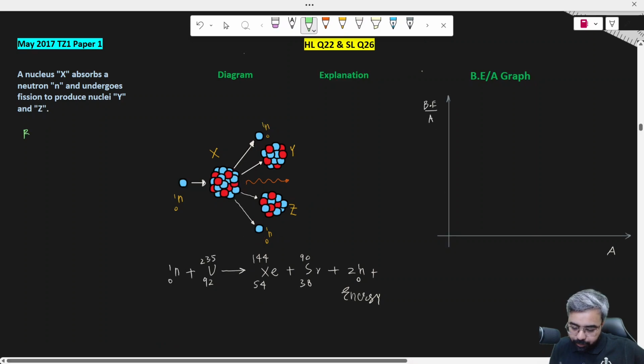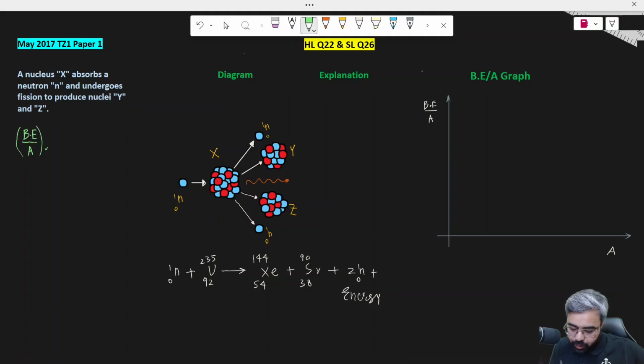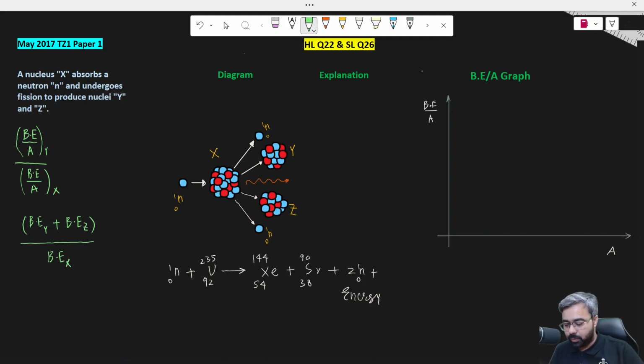Now, in our question, we have to examine the binding energy per nucleon of Y, which is the resultant, divided by the binding energy per nucleon of X, which is the parent element. So we have to find whether it is greater than one or less than one. And the second point is, if we add the binding energies of Y plus the binding energy of Z, and divide it by the binding energy of X, is this greater than one or less than one? Let us see.